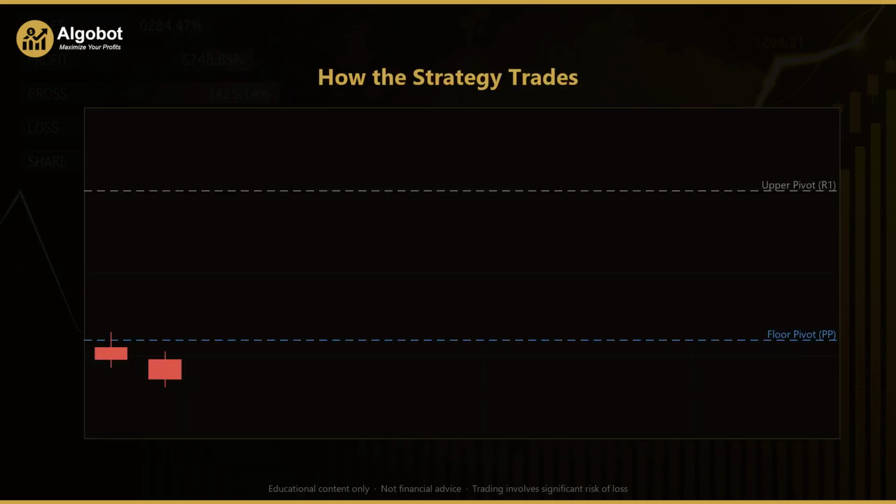Now let's bring it all together on the chart. What you're seeing is an illustration on a euro-dollar style chart, with two horizontal dashed lines marking the floor pivots, a lower floor pivot and an upper pivot above it. Watch how price interacts with these levels. On the left, price is drifting just beneath the lower floor pivot.